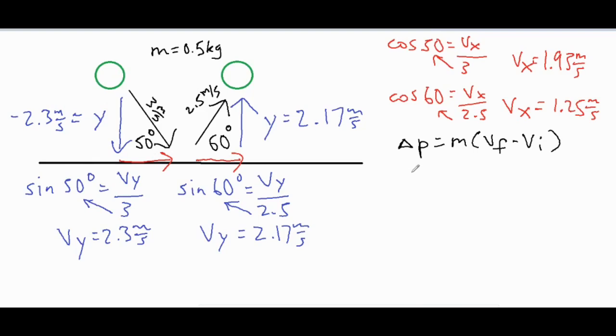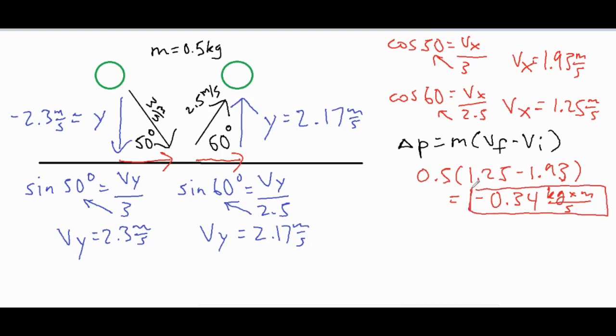In that case, we have a mass of 0.5. The final velocity is our 1.25 minus the initial, which is 1.93. Subtract those two, multiply it by 0.5, and then we get negative 0.34 kilogram meters per second for our impulse in the horizontal direction. That comes out to be negative because we have a force of friction that would be pushing up against the ball in the negative direction in order for that impulse to occur.